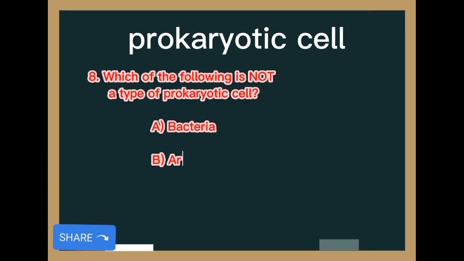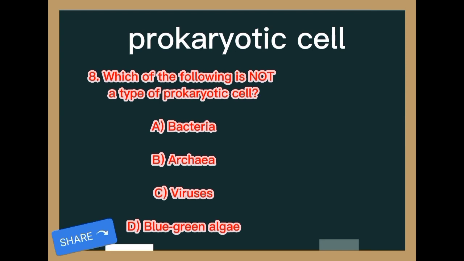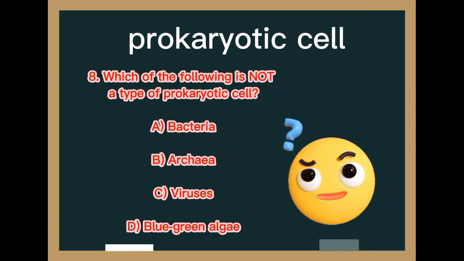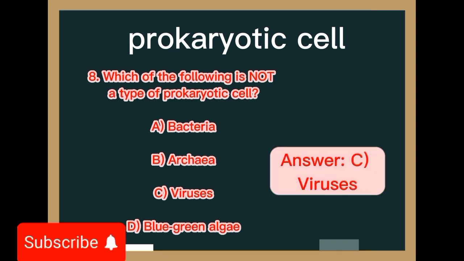8. Which of the following is not a type of prokaryotic cell? A. Bacteria. B. Archaea. C. Viruses. D. Blue-green algae. Answer C. Viruses.